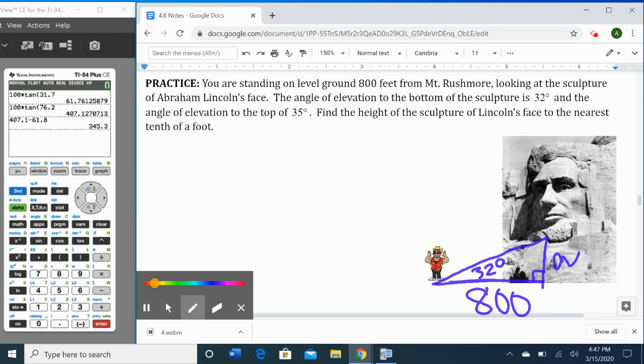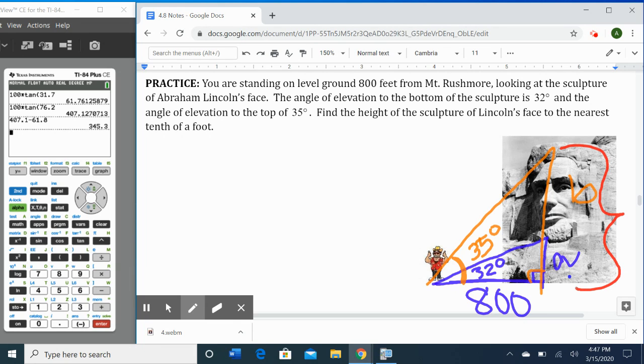Let's use orange. So to the top of his head, the angle of elevation, that whole thing is 35. So it's not 32 and then another 35, it's 35 total. It says find the height of the sculpture of Lincoln's face. So I'll call the sculpture of Lincoln's face B. And so I'm going to take the same approach. First, I'm going to find A, and then I'm going to find this entire distance using the orange triangle, and then I'm going to work backwards to find B.